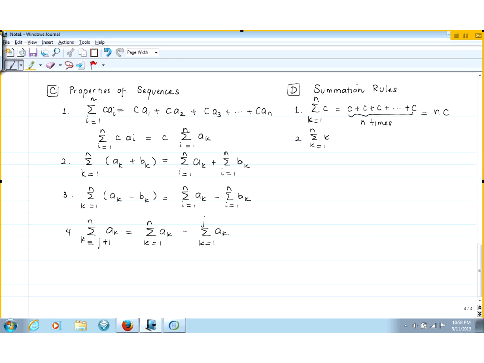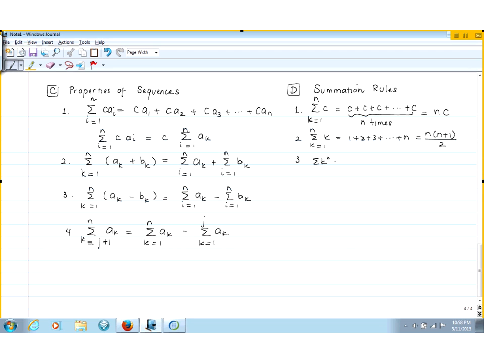What about if I have sigma k goes from 1 through n of k? So this is 1 plus 2 plus 3 plus blah blah blah plus n. So this is basically n times n plus 1 divided by 2. Okay, so the difference between k and c is that c is a constant, it's not related to k. Well, this is a k. So k is 1 and then 2 and then 3.